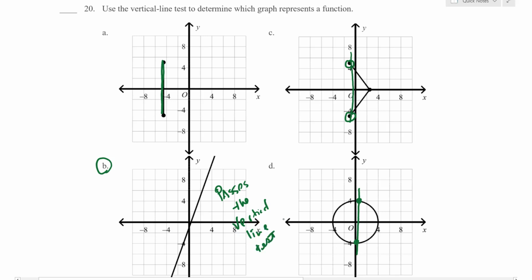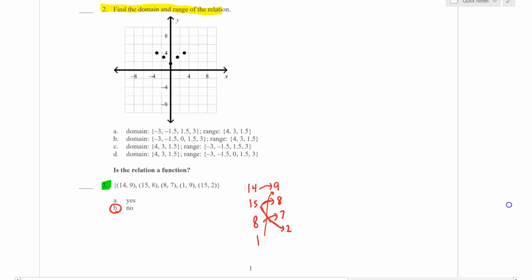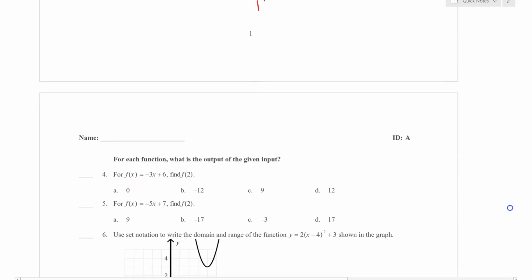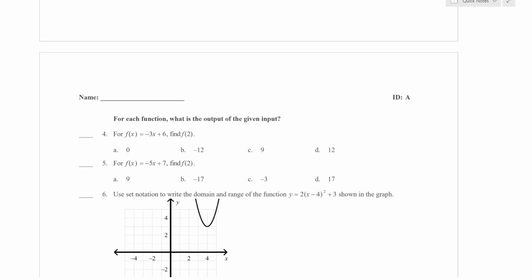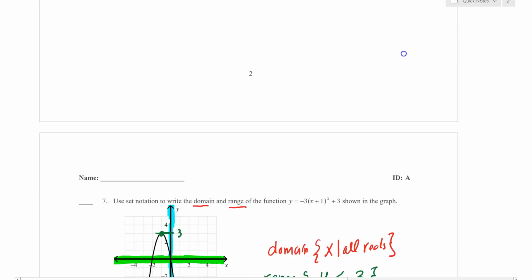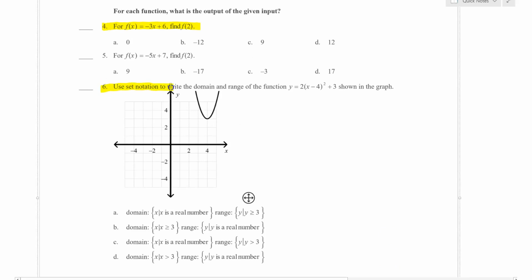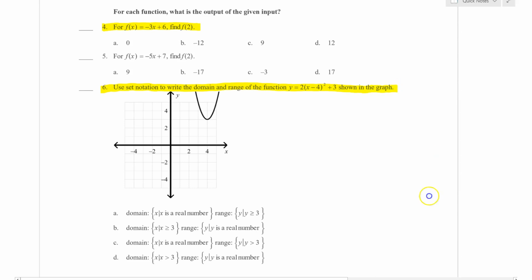Remember, if it passes the vertical line test, we know that the equation will be a function. In order for you to do a retest, you will have to do number 2 on your own. You will have to do number 4. I did 5. Take that back. You have to do 6. So you're going to do the ones that are highlighted.